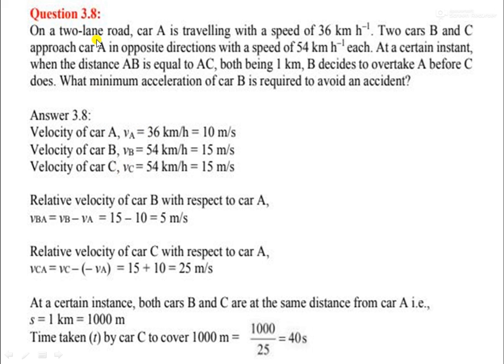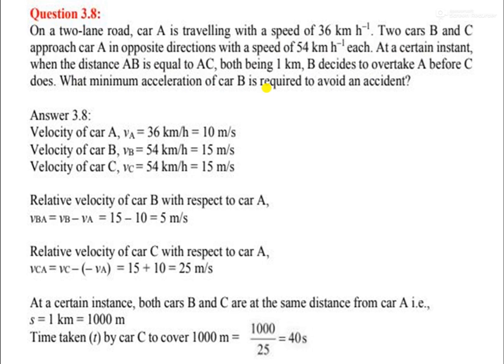Next is, on a two-lane road, car A is traveling with speed of 36 km per hour. Two cars B and C approach car A in opposite direction with speed of 54 km per hour. At a certain instant, when distance AB is equal to AC, both being 1 km, B decides to overtake A before C. What minimum acceleration of car B is required to avoid an accident?